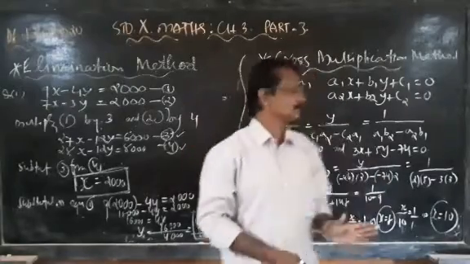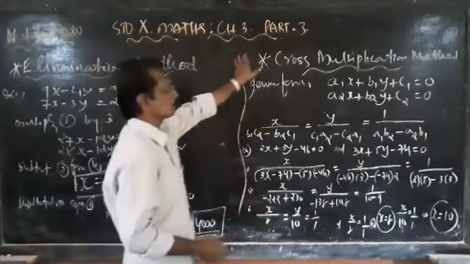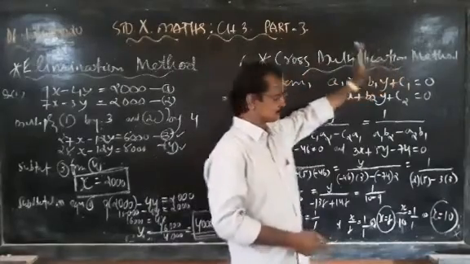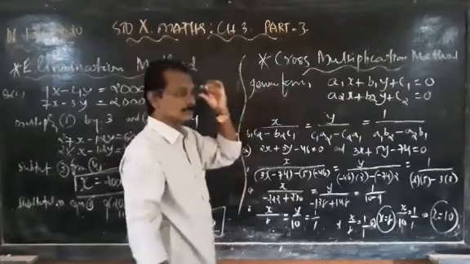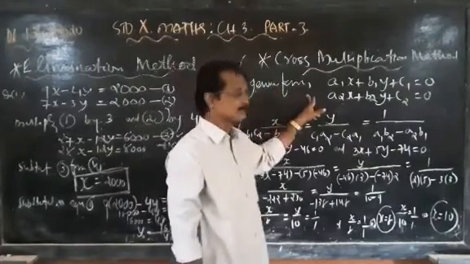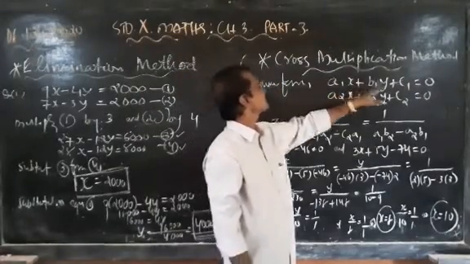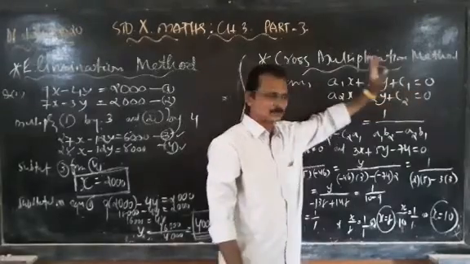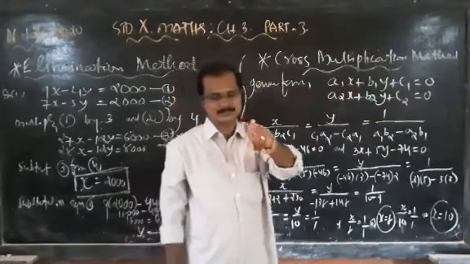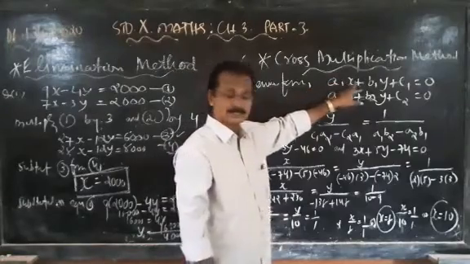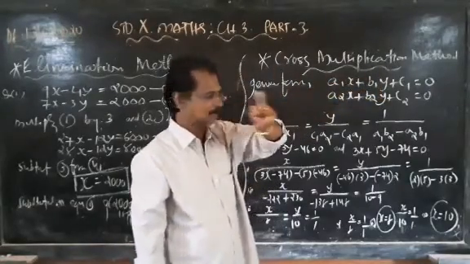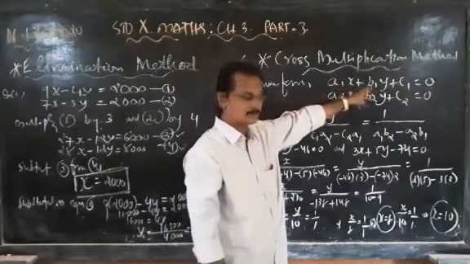Okay. Now the second method is the cross multiplication method. For that, first we need to understand the general formula. What is the general formula? a1x plus b1y plus c1 equal to 0. That is the general form of the linear equation in two variables.